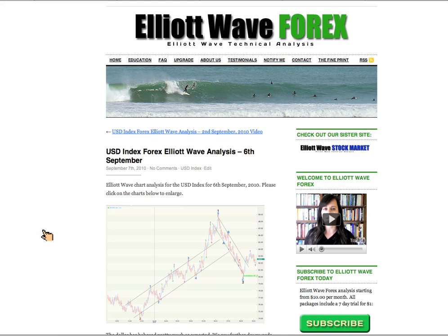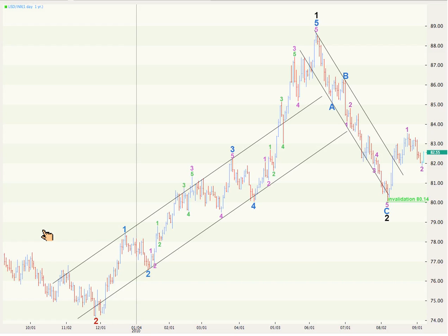Note that New York was open for the Monday, it was Labour Day in the States and things were pretty quiet, except in the currencies. I'm just going to jump straight into this daily chart for the last 1 year for the dollar. We're looking at a primary third wave to the upside.